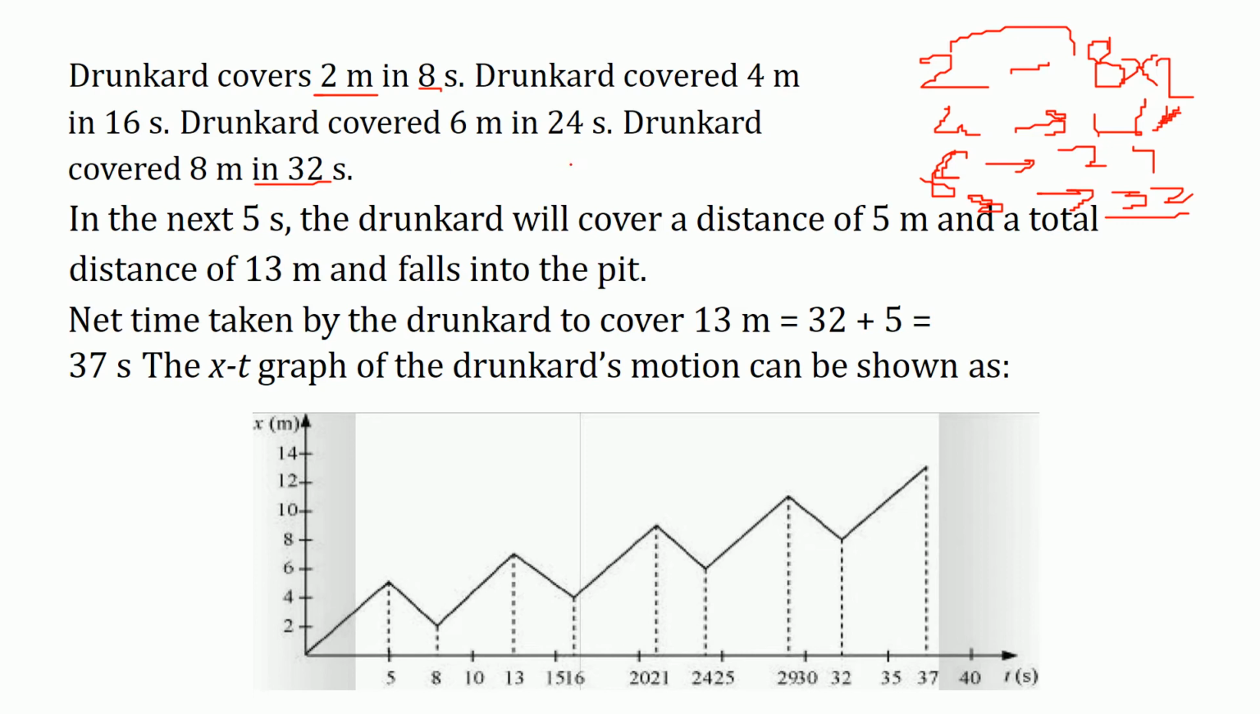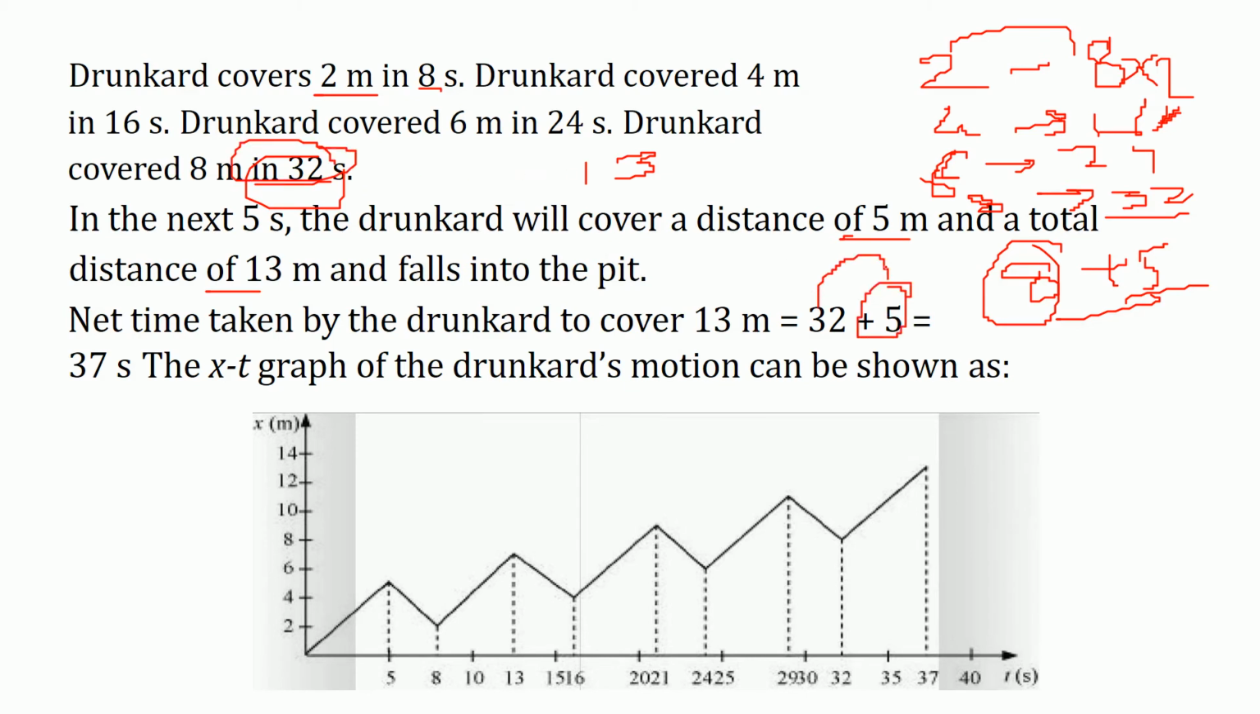Now we want 13 meters, so it has to be 8 plus 5. So for 8 meters we have obtained 32 seconds. How about 5 meters? In 5 seconds the drunkard will cover 5 meters. So the total distance is 13 meters. After that he falls into the pit. So 32 seconds, then again 5 seconds he takes. So 32 plus 5 is 37 seconds. So this is how the total value will be.